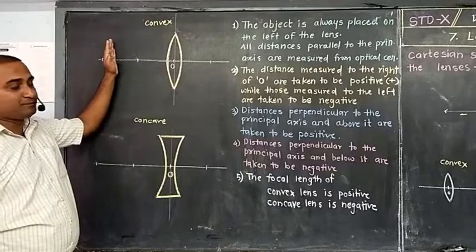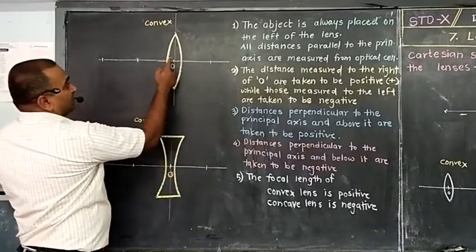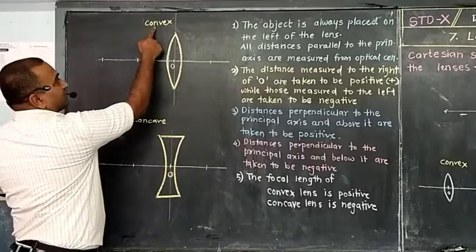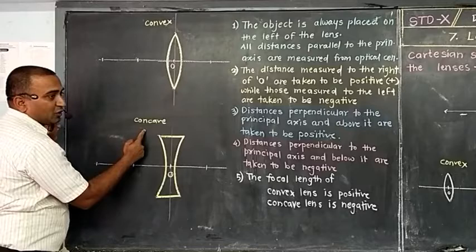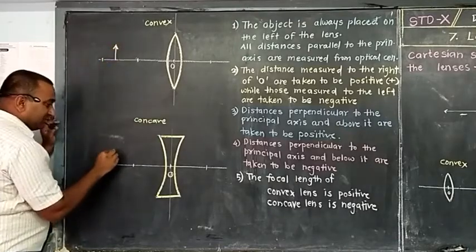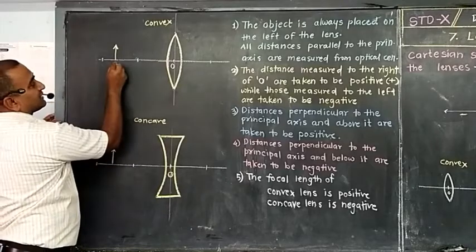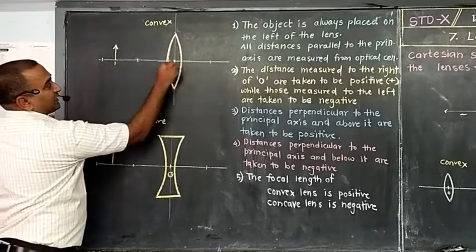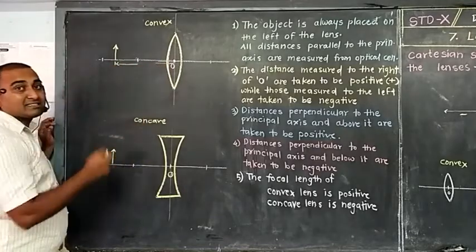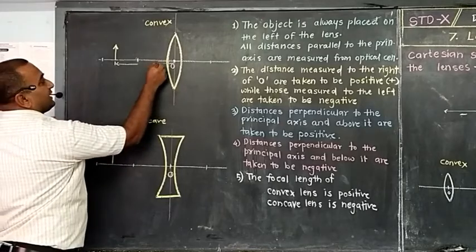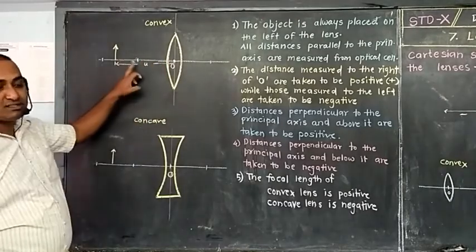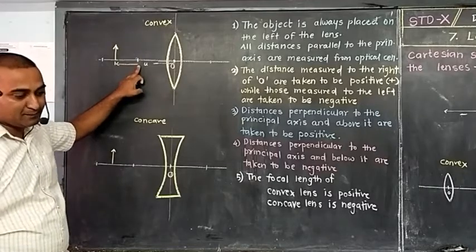That is the assumption. So the object is always placed on the left hand side of a lens, whatever the condition, convex lens or concave lens. Suppose I am placing this object here. So what is the distance? The distance between the optical center and the object is called the object distance, and it is denoted by the letter U. U is the object distance.